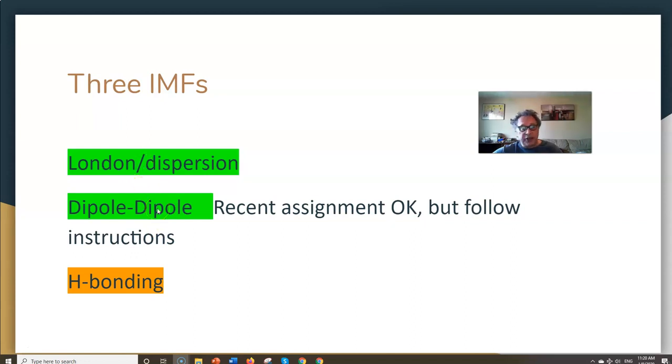I also want to say that I did check your work on the IMF practice worksheet for polar or nonpolar molecules, and it looked pretty good. But yes, please follow instructions. The instructions say to state whether the molecule is polar or nonpolar. You need to do that. I saw some very nice sketches, but then I didn't see any conclusions. So you will lose points that way on an assessment. You must follow all instructions to the letter.